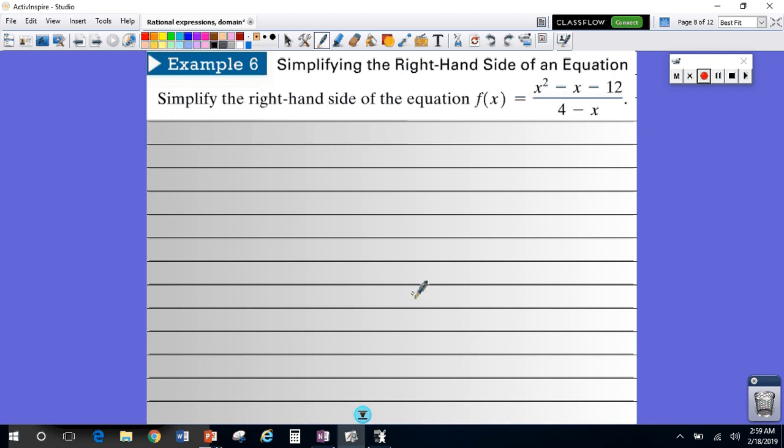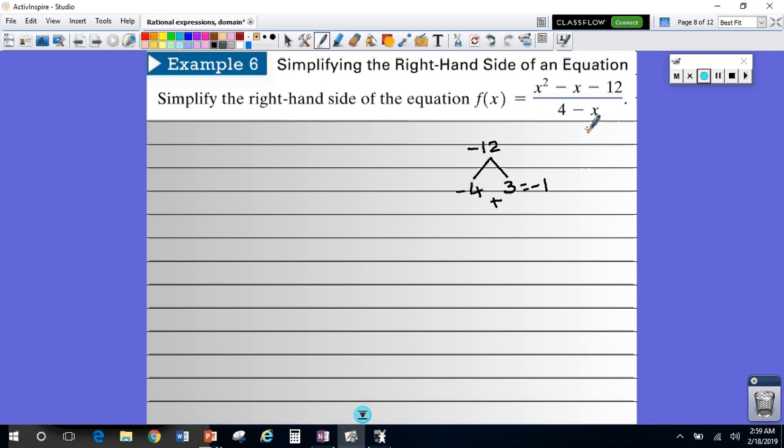Right, simplify the right hand side of the equation. So this is a very simple one. So the numerator is a quadratic expression. So the factors of negative 12, which I should get as negative 1. So it is negative 4 and positive 3, because by adding up these two we get negative 1.